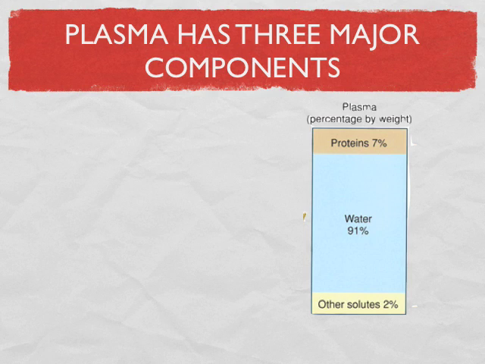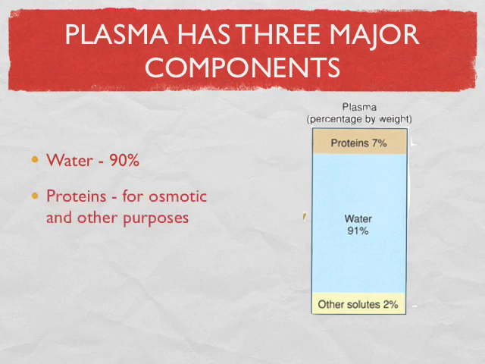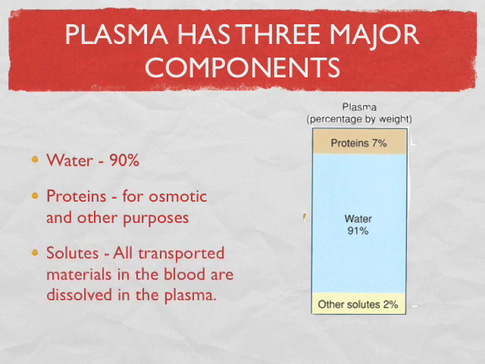Okay, this is the second lecture for the blood. And in the first lecture, we talked about the blood in general and talked about the plasma and its three components. And just by way of review, water is the majority of what is found in plasma, 90%. There is a protein component that is significant, and the proteins have osmotic roles to play as well as other purposes. And then we said that the small, tiny fraction of the plasma are actually the dissolved substances.